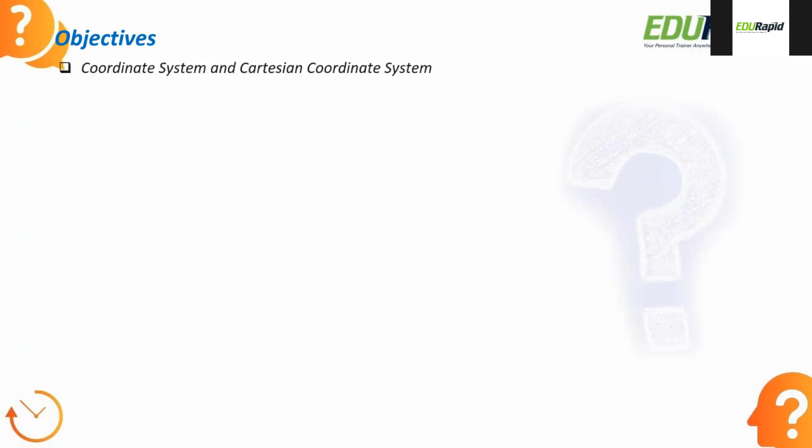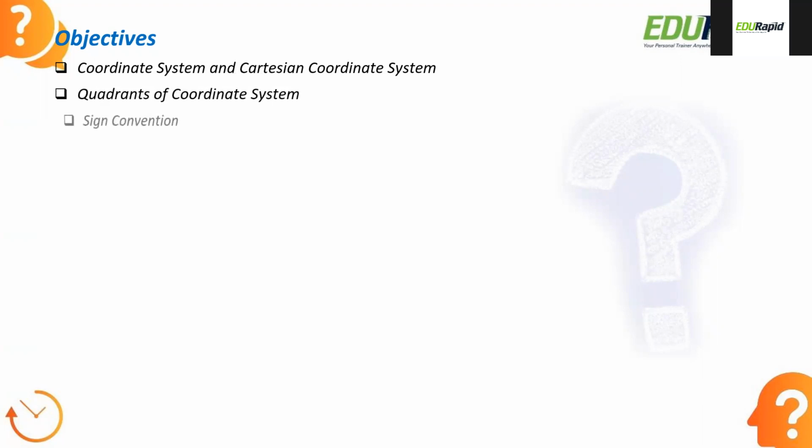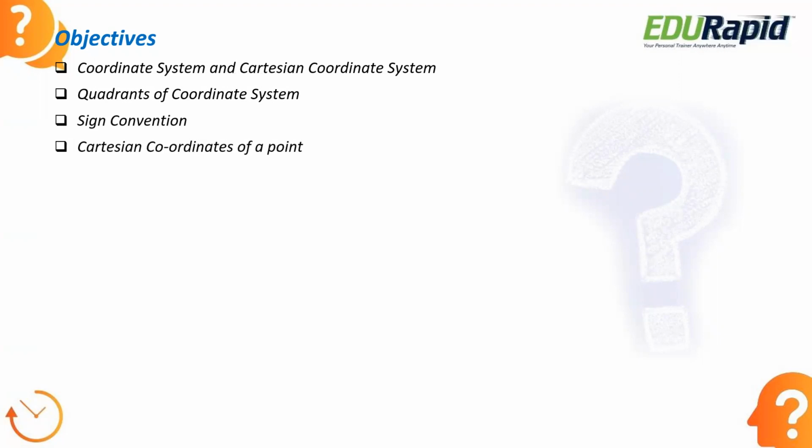So we'll learn about the coordinate system and Cartesian coordinate systems. You already know what we mean by Cartesian product or maybe ordered pairs. So we'll be just glancing at that. And then the quadrants of the coordinate system, then sign conventions, Cartesian coordinates of a point. So these are all simple topics which you already know. We'll be glancing through that.